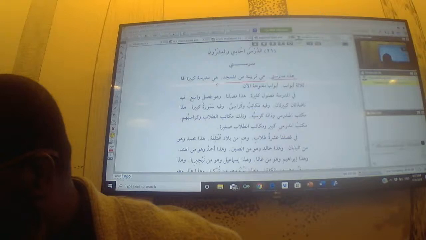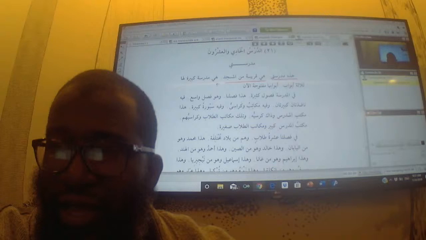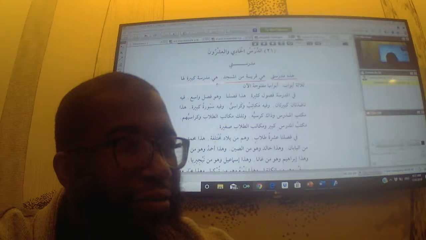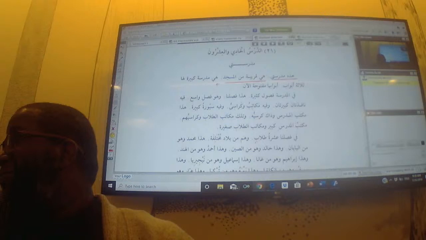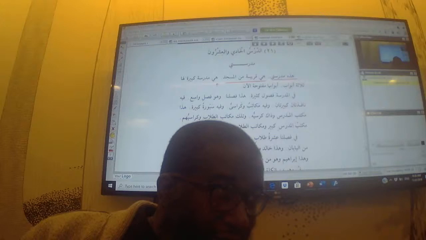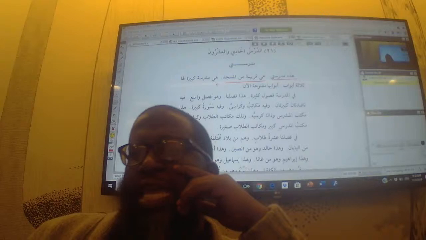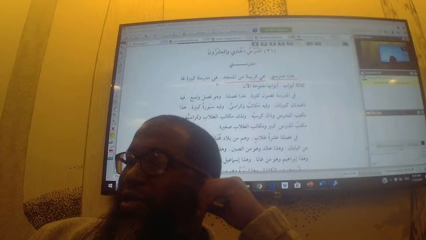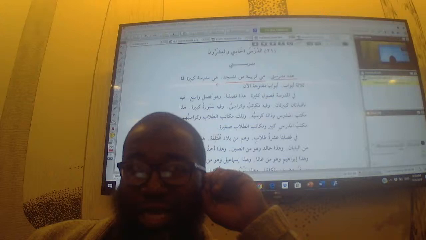So, brothers, here, madrasatun kabiratun, laha thalathatu abwab. Remember, this whole lesson is about the school. Madrasatun kabiratun. It is a school that is large. It is a large school. Laha thalathatu abwab, and it has three doors.